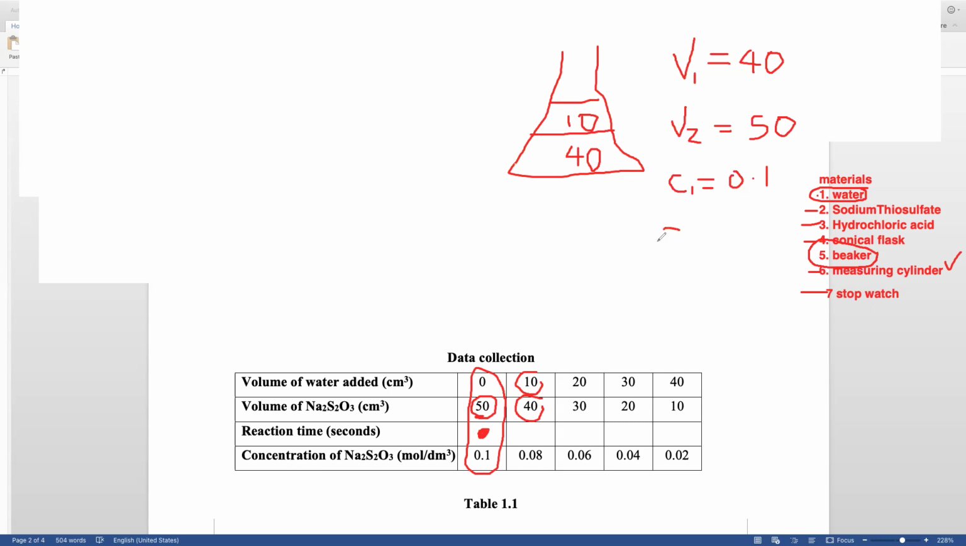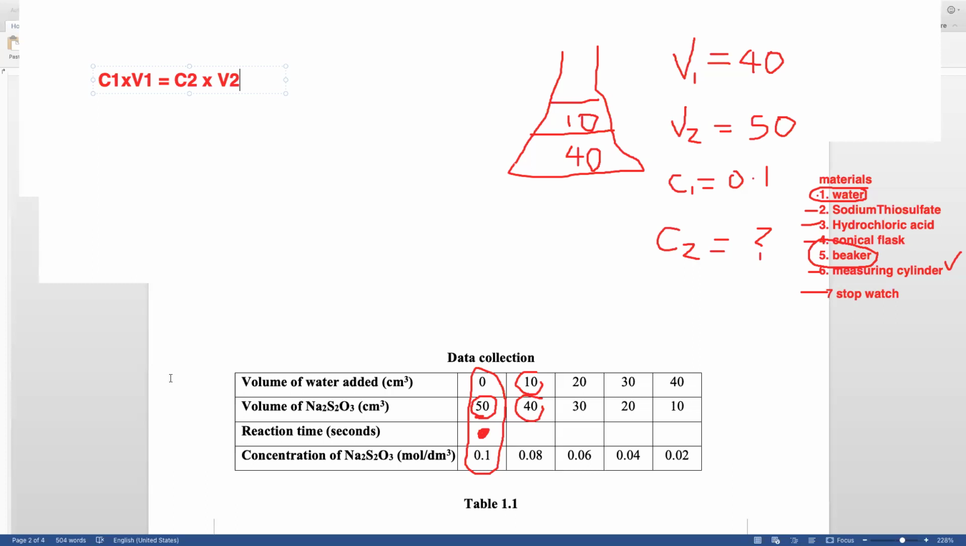After we've done the dilution, what's going to be our second concentration? We're going to use the dilution law. What does this tell us? Dilution law tells us that C1, concentration 1, multiplied by V1, the initial volume, gives the same answer as multiplying the second concentration by the second volume. This is what dilution law tells us.